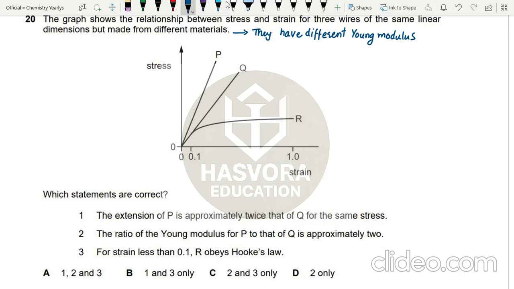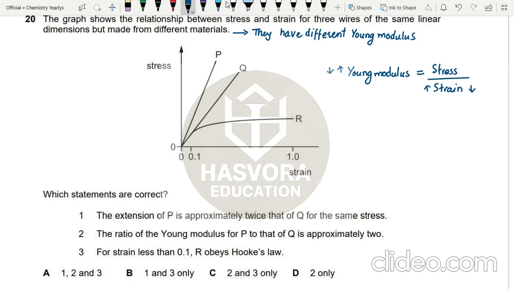Now you can see that P has less strain for the same stress. You know the formula for the Young modulus: Young modulus equals stress over strain. For the same stress, P has less strain, so the Young modulus will be higher. And Q will have a lower Young modulus because it has more strain. If the denominator is increased, the Young modulus will decrease, and vice versa.